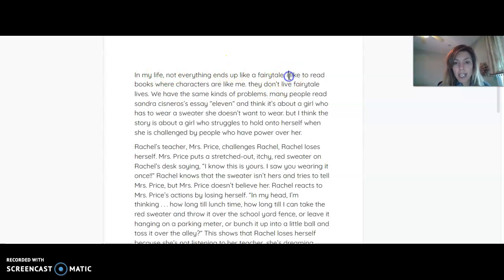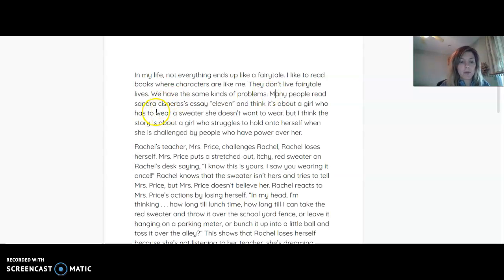So here, again, I have a lowercase i that I need to capitalize. I like to read books where characters are like me. Next, this needs to be a capital T, beginning of the sentence. They don't live fairy tale lives. This one I have capitalized. We have the same kinds of problems. Oh, many needs to be capitalized.